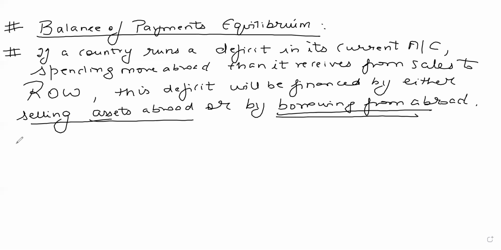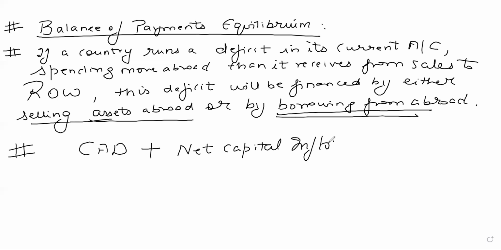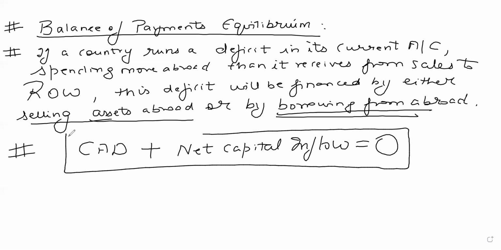So I can say that my current account deficit will exactly be balanced by net capital inflow, such that their sum will exactly be equal to 0. I hope that students have understood this equation. So what is this equation telling us? It is simply telling us that if an economy is running a deficit in its current account, this deficit will be financed either by selling domestic assets abroad or by borrowing from abroad.